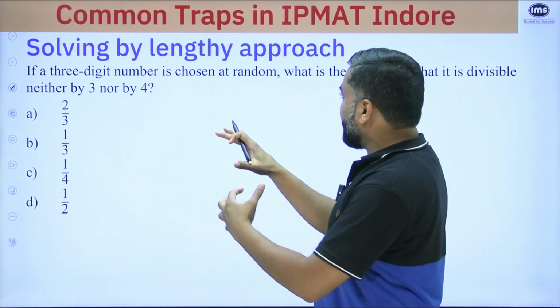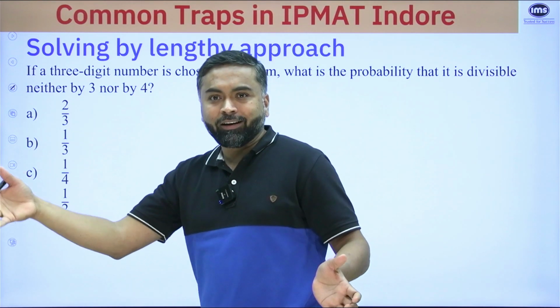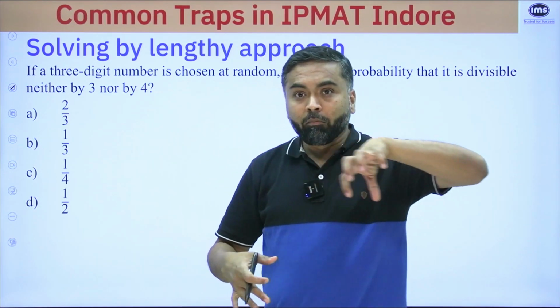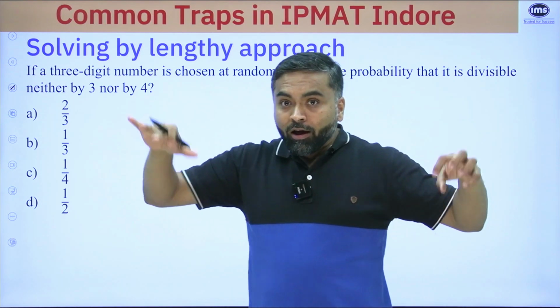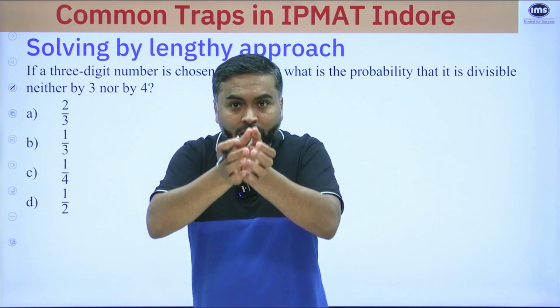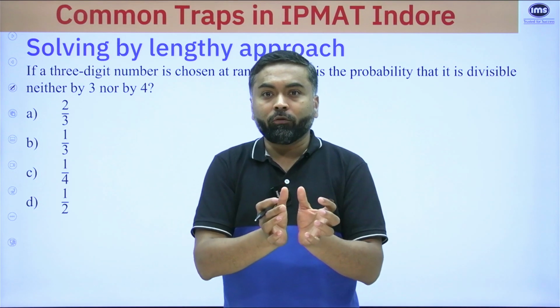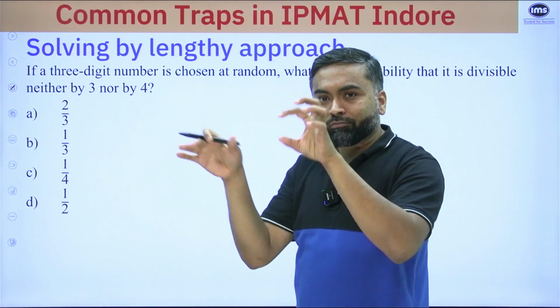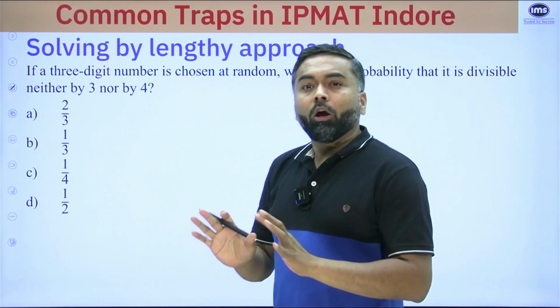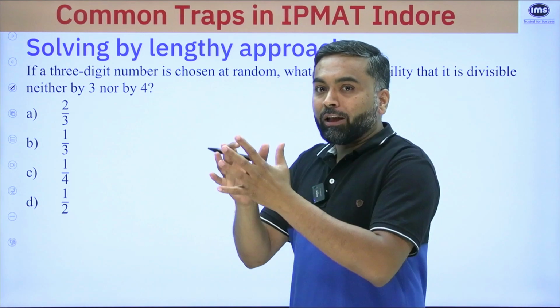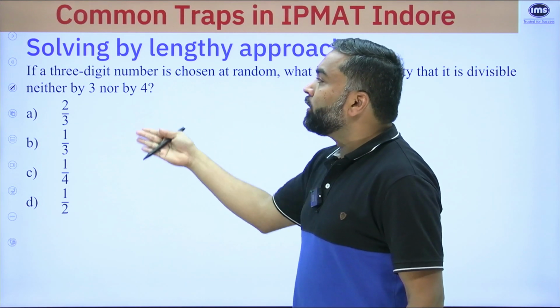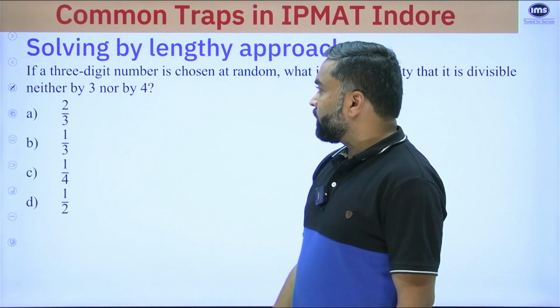You will say there are 3-digit numbers, so from 100 to 999, 900 numbers. You find the numbers divisible by 3, the numbers divisible by 4, then the LCM is 12, find the numbers divisible by 12 and subtract all of them from 900, applying that set theory concept. But actually you are not supposed to do all that. See, how can you solve this in a much better and much quicker way?